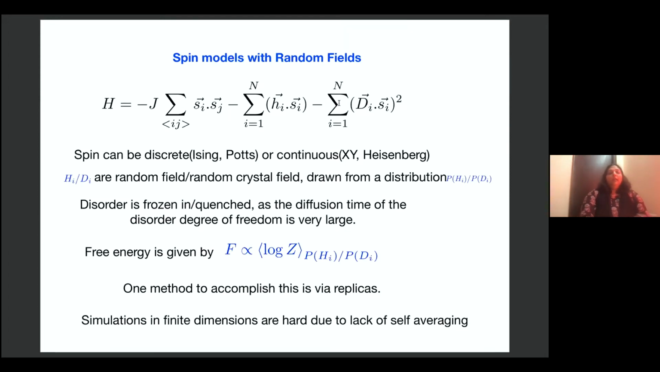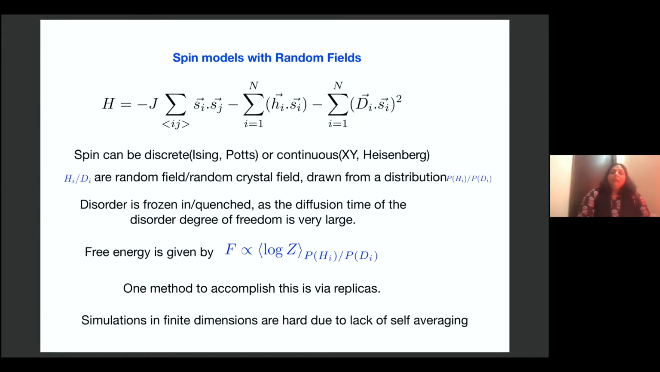Of course, the model has been studied, and one of the most popular methods which have been used to do this so-called disorder averaging, which is evaluating the value of log Z, is through replicas, which has been quite successful, especially on random graphs. Though we still know there are a lot of questions when it comes to finite dimensions, because simulations in finite dimensions are still very hard due to the lack of self-averaging. And that becomes especially true when we have continuous spin systems.